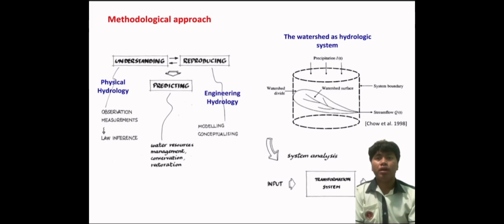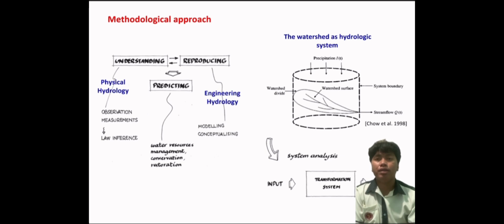Methodological approach. Now looking deeper into the methodological approach, we see two primary branches of hydrology. Number one, physical hydrology focuses on understanding and observing water processes. It involves observation, measurements, and deriving the natural laws.